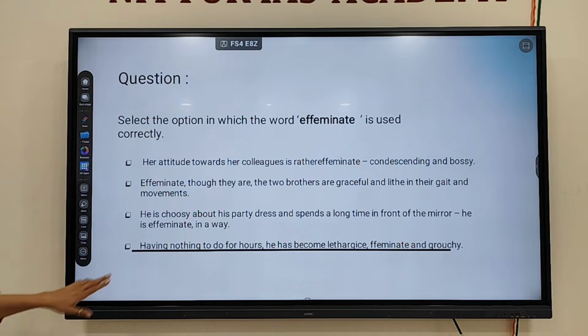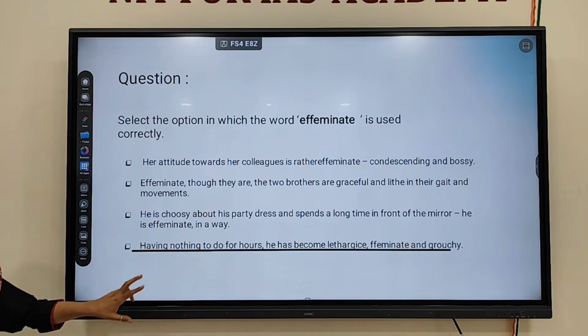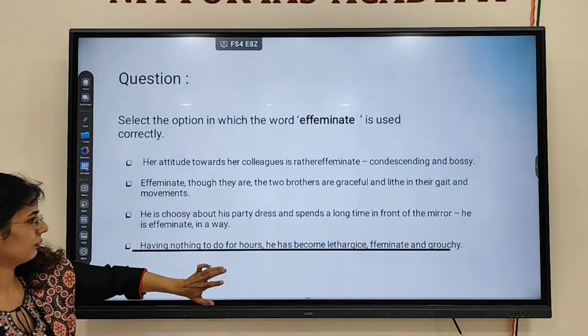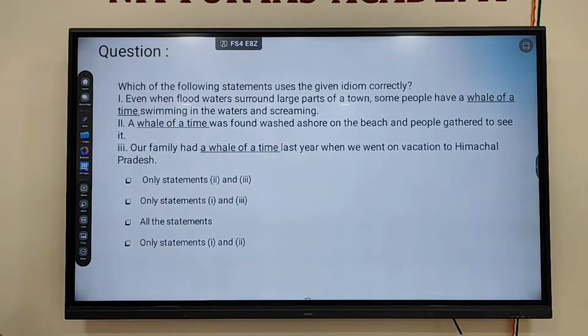No, that's not the correct answer. The correct answer is third. Because of my animation, some of the issues have been there. That's why I will refer to the mobile. Okay, please check the meaning. Whale of a time. Same sentence. Enjoy oneself very much. Enjoying.